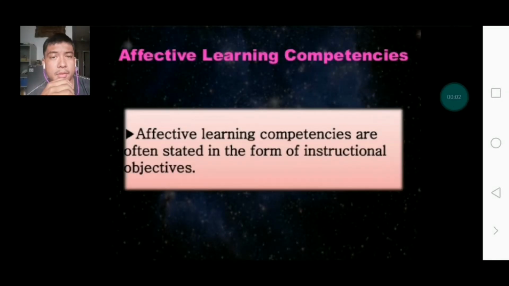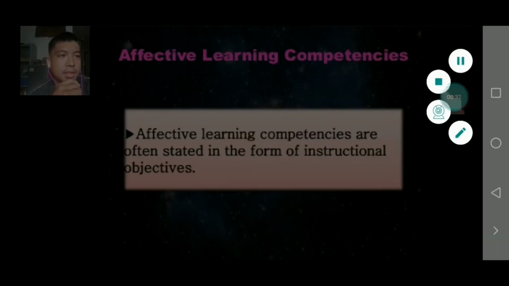Good morning everyone. I'm Stephen M. Saliote from BTLED HA2B. In continuation of the reporting of Fernando Jr., I will be discussing the affective learnings and competencies. Affective learning competencies are often stated in the form of instructional objectives.